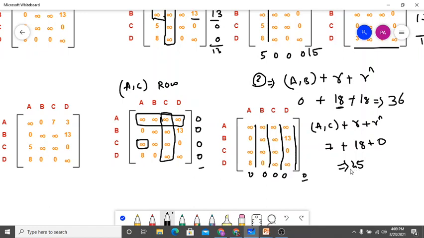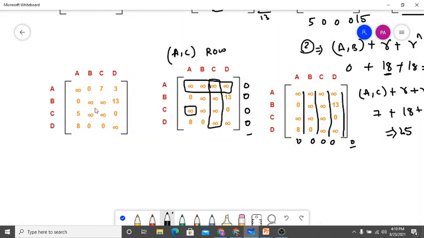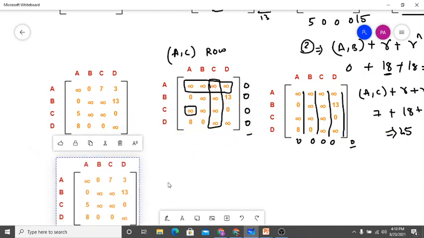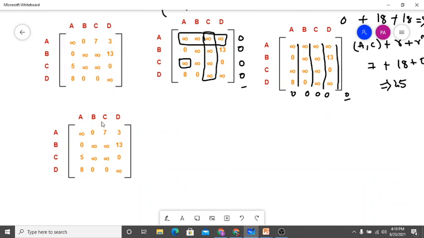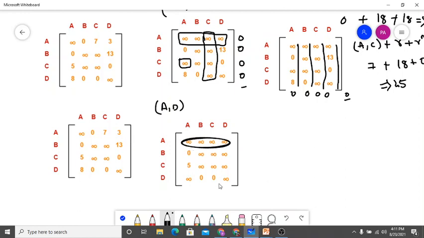Okay, in the same way we need to do A comma D. Here I am taking the same matrix because this is a reduction matrix. After reduction we got this matrix. And after this we need to do A comma D. So when we have A comma D, we need to make the A row and D column infinity.